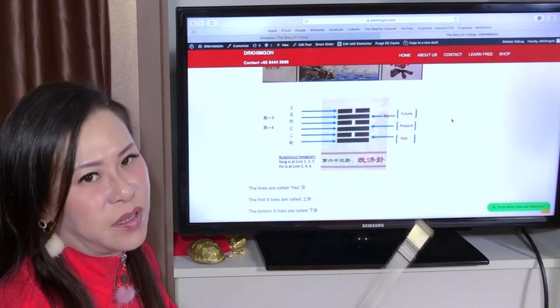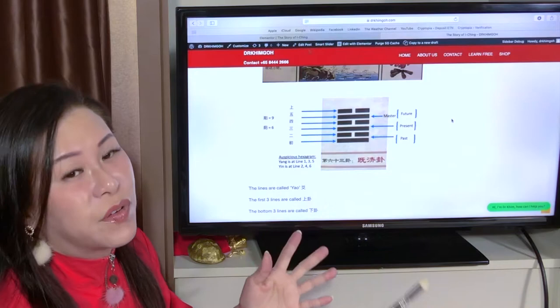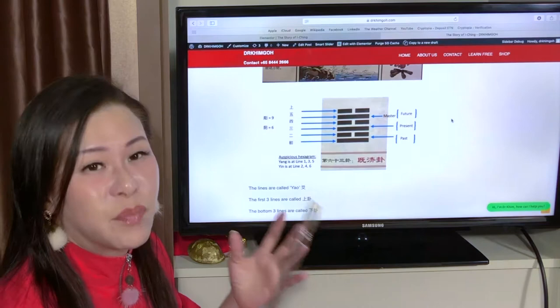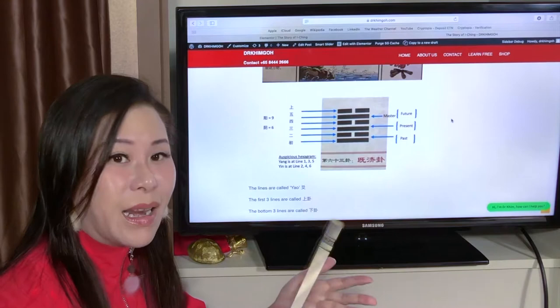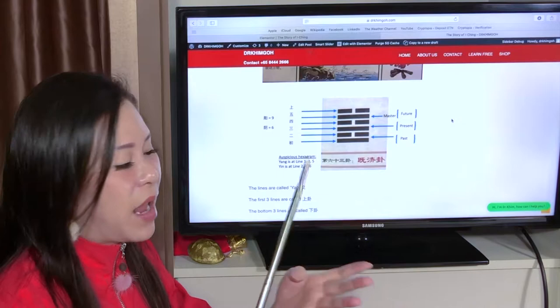So on a general view, we'll say, oh, this is quite auspicious. But is it really auspicious? Then of course you need to study hexagram 63. You need to go into my other post on hexagram 63 and read it line by line. When you go into the post, you will see the interpretation of line 1, line 2, line 3, line 4, line 5, line 6.